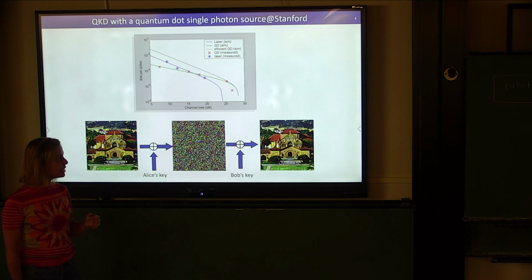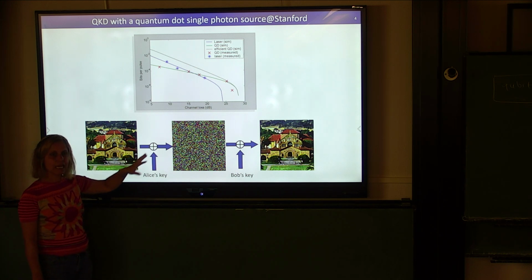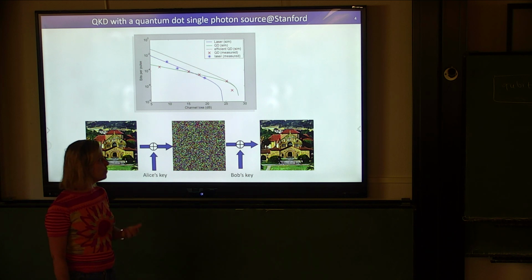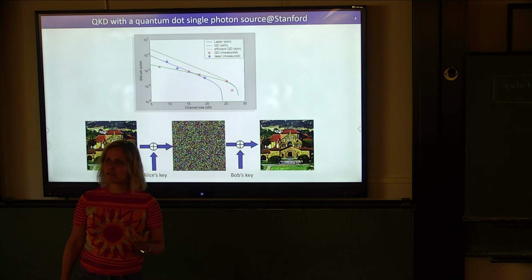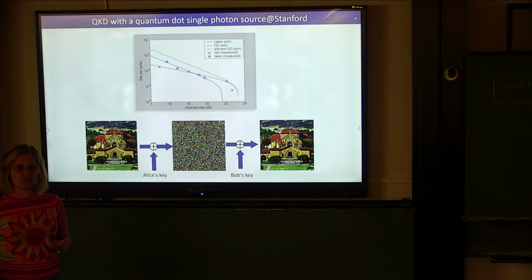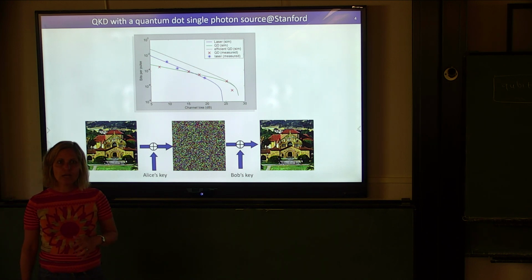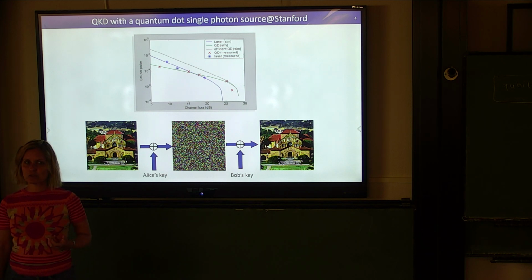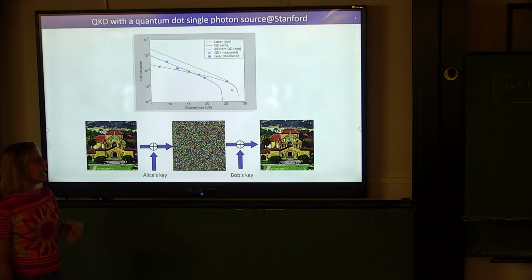And so since then, experiments like this have gone a little bit silent. Single photon sources have been used for many things, but not necessarily for QKD. But now, in the last few years, there are more groups creating better and better single photon sources, and more practical ones.